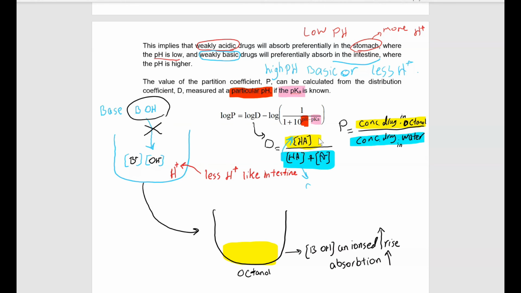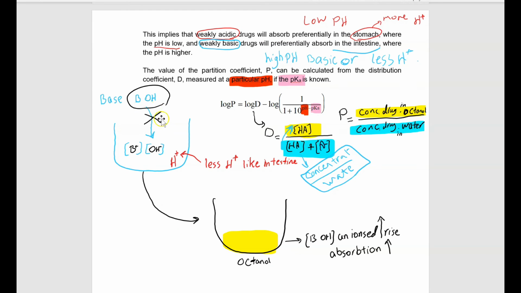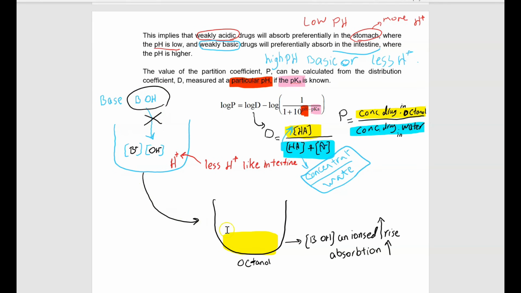To just keep this concentration of whole molecule in the water constant most of the time. Because the capacity of the water is not going to change, most of them, the whole molecules, will go back to the octanol and then they will be absorbed. So absorption will increase.